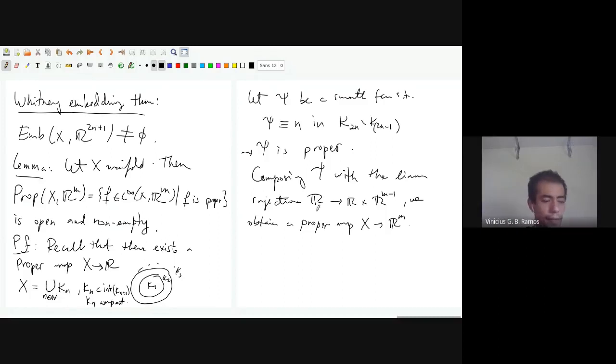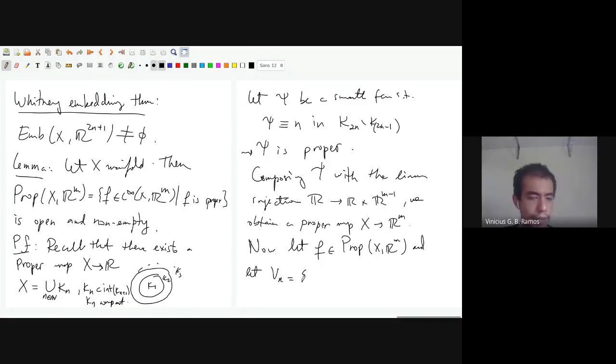To show that it's open, let f be a proper map. We're going to show that there's a neighborhood of f that's still in the set of proper maps. So we're going to let vx be the set of y's in Rm such that the distance between y and f of x, I can write it with norms to be a little less vague, so some kind of norm, y minus f of x is less than 1. Maybe Euclidean norm.